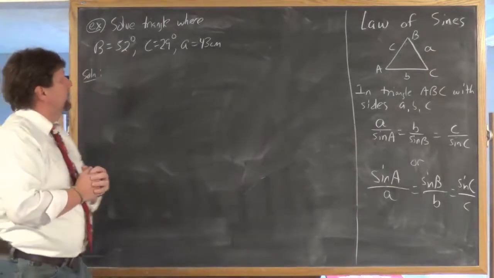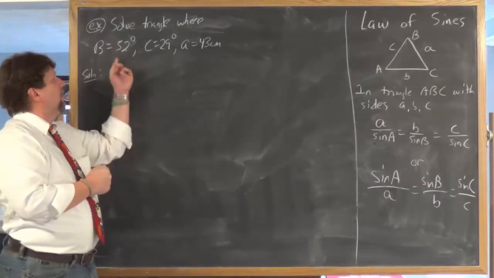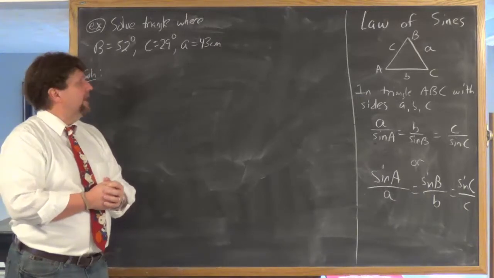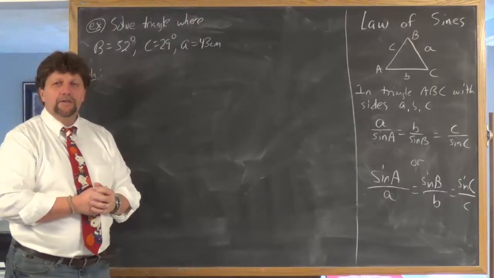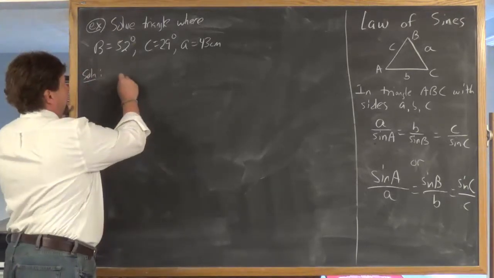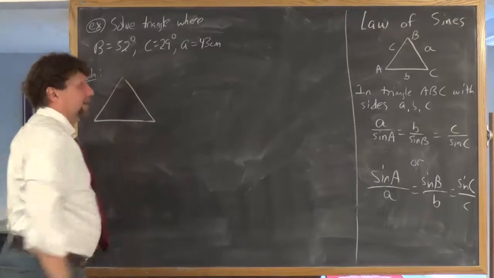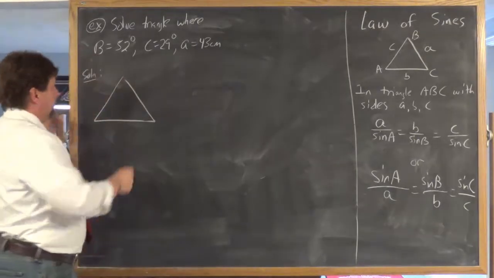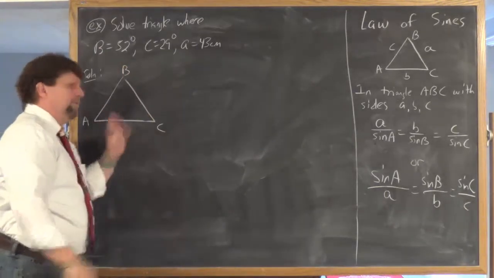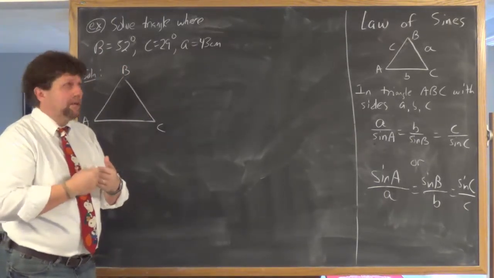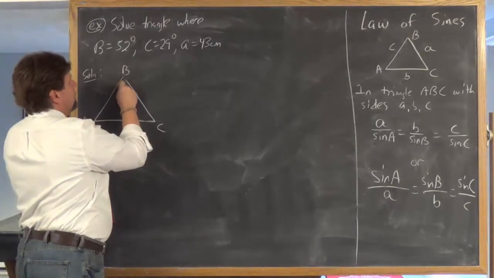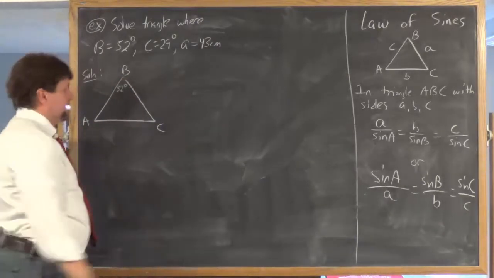Here in this first example, let's solve the triangle where angle B is 52 degrees, angle C is 29 degrees, and side a is 43 centimeters. Okay, the first thing I would do is sketch a triangle. And as promised, all my triangles are going to look the same. This is angle A, angle B, angle C. Now I'm going to put into my triangle the information that I was given. So I know angle B is 52 degrees, so I'll put 52 degrees there.